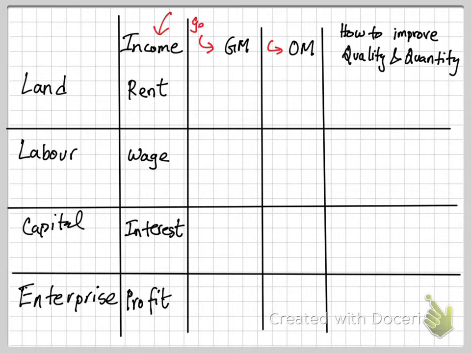So the geographical mobility and the occupational mobility. And what does that essentially mean? Geographical mobility means how easy it is to transport these factors of production from one place to another. And occupational mobility is how many different forms of production you can do by using these factors of production. An example will make it significantly clearer.